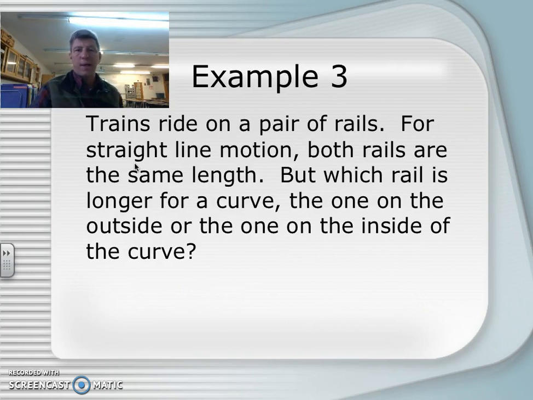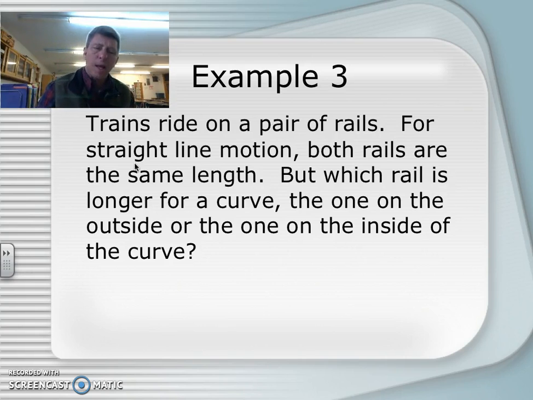Example number 3 says trains ride on a pair of rails. For straight line motion, both rails are the same length. All right, that makes sense, right? 2 parallel lines traveling in a straight path must be of equal length. But which side is longer for a curve? The one on the outside or the one on the inside of the curve?